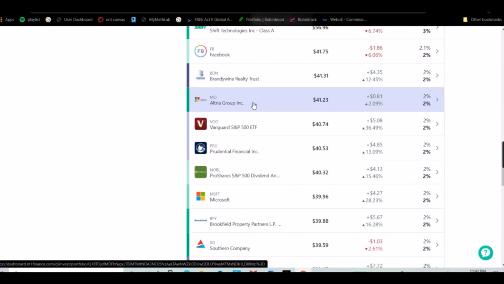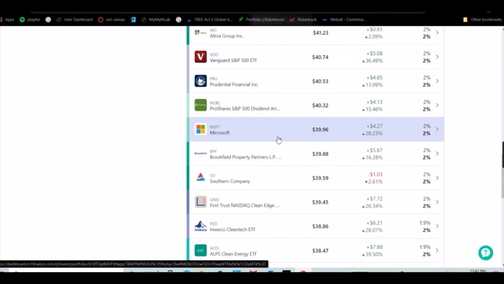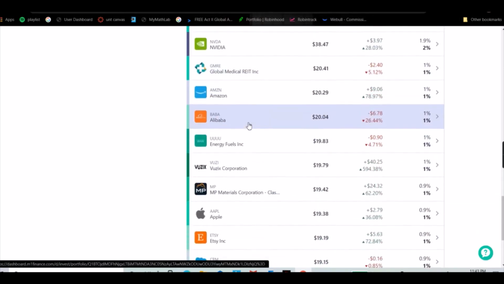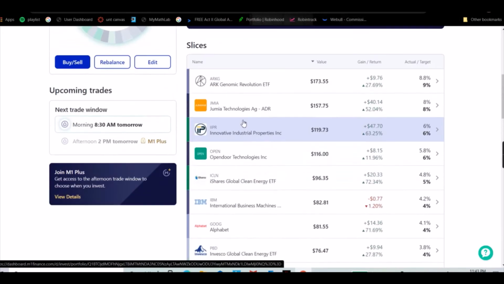For example, think Google. Believe it or not, I think Altria is a good stock. They've been in the tobacco business for a while, so I think they're a blue chip stock in that field. Microsoft, they're definitely a good blue chip technology stock. Amazon, Apple. I could use some more blue chip stocks here.